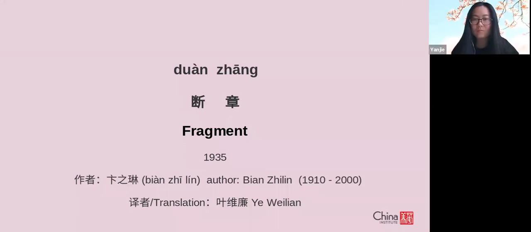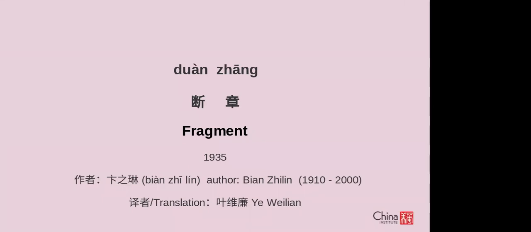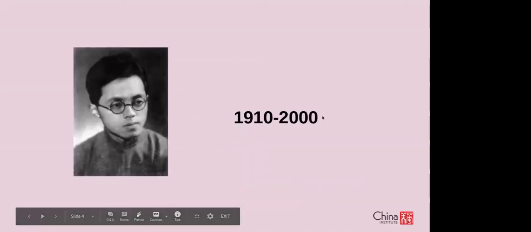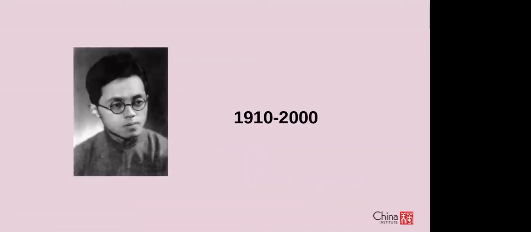So it's a well-known modern Chinese poem, 现代诗, and the author is Bian Zhilin. Bian Zhilin. That's the name of the author. And here's a picture of young Bian Zhilin. He's, in fact, an important figure in China's modern literature, especially his poems.